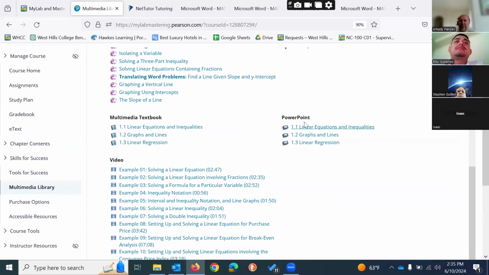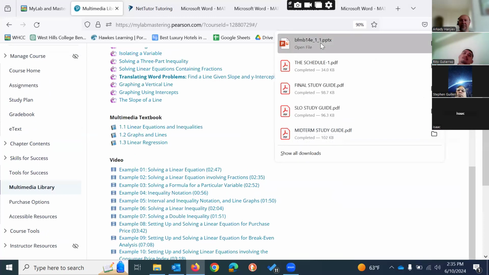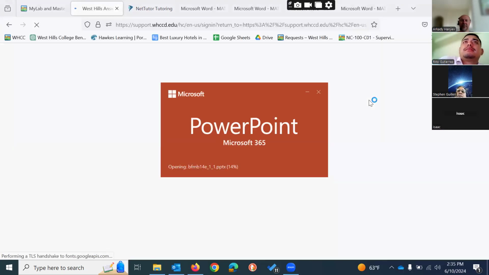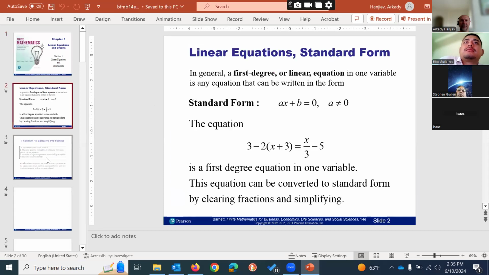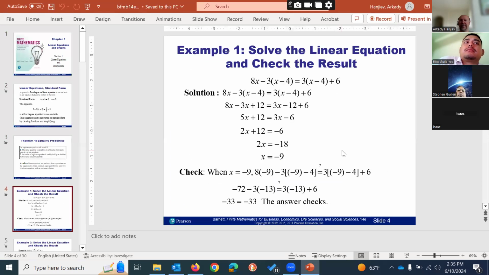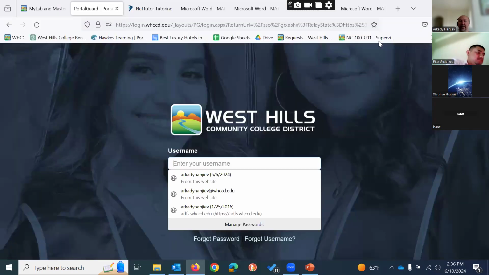First things first is the PowerPoints. If you're a PowerPoint kind of person and you want to learn by PowerPoint, you can click on this and it'll download a little PowerPoint, and you can go through the material that way, teaching yourself as you go through the course. You click on presentation mode and notice example one is the same one. Now the PowerPoint doesn't have all the problems that are in the textbook, but it has a majority of them. So if you're a PowerPoint kind of person, go for it.